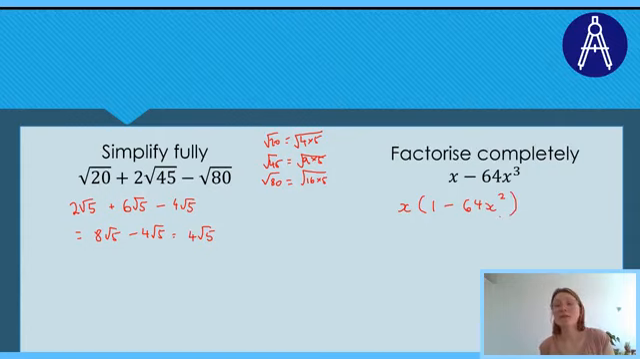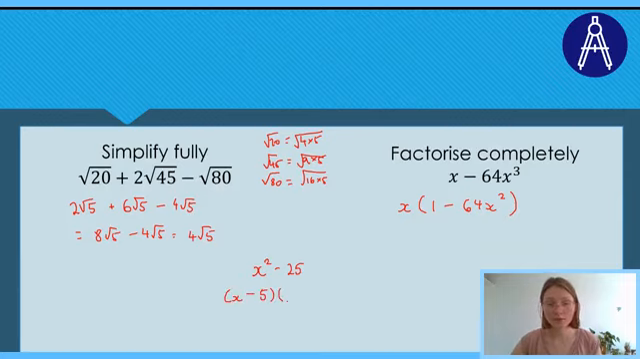Now, this is not fully or completely factorized yet. What you need to do is to have a look at that 1 minus 64x squared and think, can we actually factorize this further? And we can. So if you think about 1 and 64x squared, both of these are square numbers. So we actually have a difference of 2 squares here. So you might remember, and again, I'm going to do a note here, you've probably seen it as a simpler case like this. And then you would know to factorize it into x minus 5 and x plus 5.